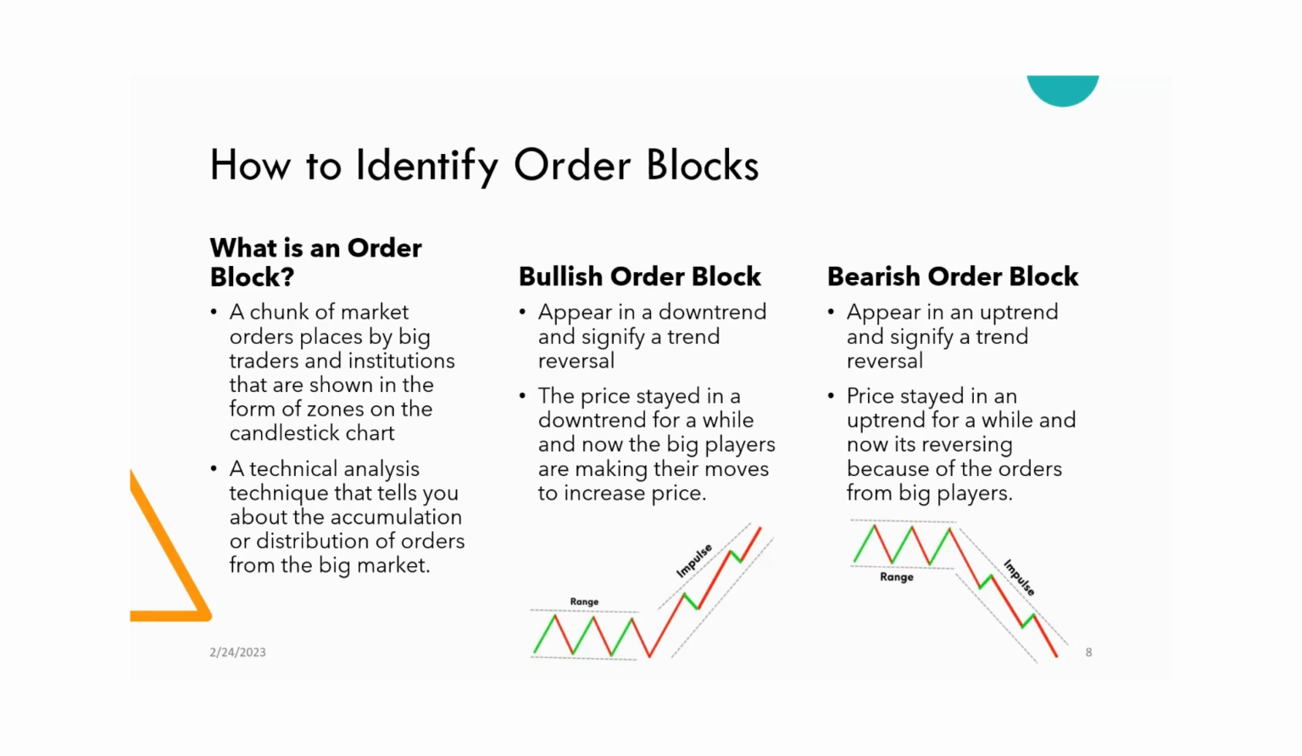And I have a little picture here at the bottom of what an order block will look like. Appearing at the bottom of a downtrend, it will signify the reversal, an impulsive move, a bullish block upward. A bearish block is going to appear in an uptrend, right? And then price will stay there for a while. And now the big players will move a reversal down, and then we'll get that breakout to the downside.